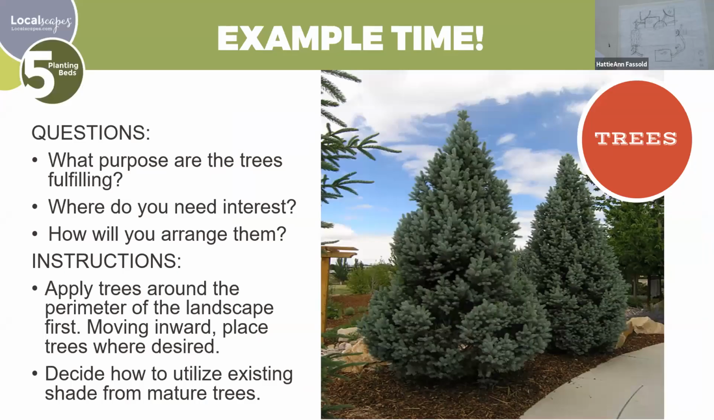So now is our example time. Here are some questions again that you need to think about when you're putting in your trees. What's the purpose of those trees? Is it to create shade? Is it to create a screen? Is it to create something pretty for you to look at outside your window? How are you going to arrange them? So the instructions for this: we're going to apply the trees around the perimeter of the landscape, moving inward, and then place the trees where you want them, and then decide how to use the existing trees and how to use the shade from those trees.